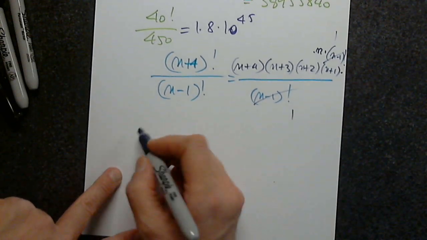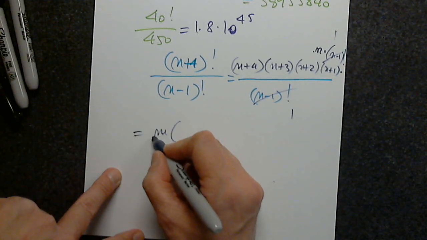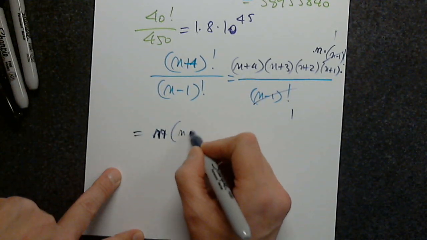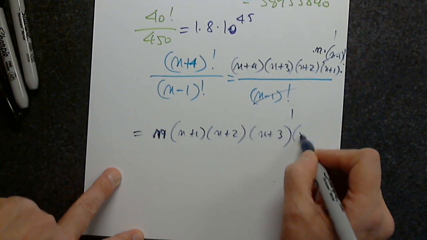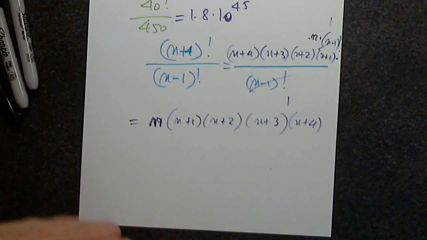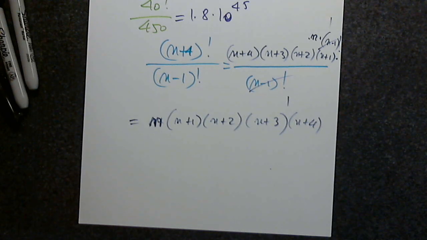Don't ask me to multiply those. I'm just going to write them like this: n plus 1, n plus 2, n plus 3, n plus 4. We went to extreme. You're not going to have something like this, so multiply. We just wanted to review this and see what it is.